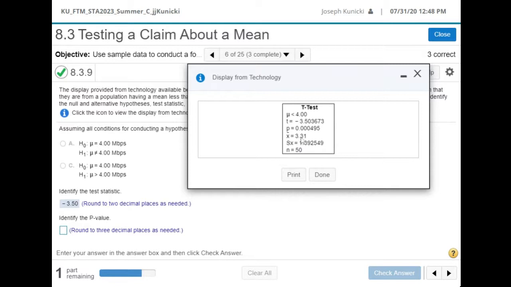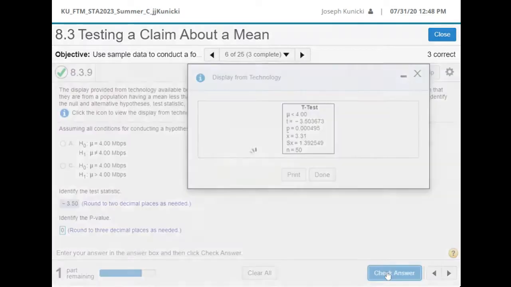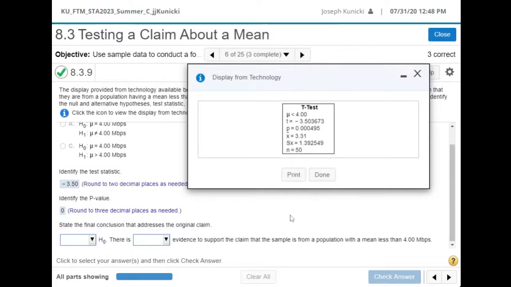The p-value is 0.0005. To 3 decimal places, it'd be 0. I'm just going to put 0. They like my answer. It wasn't enough to round it up to 0.001, so it's just 0.